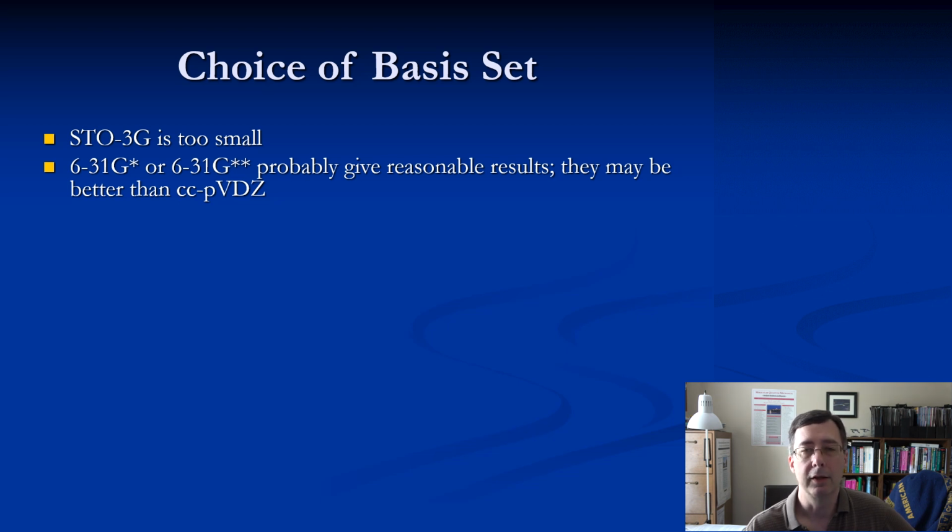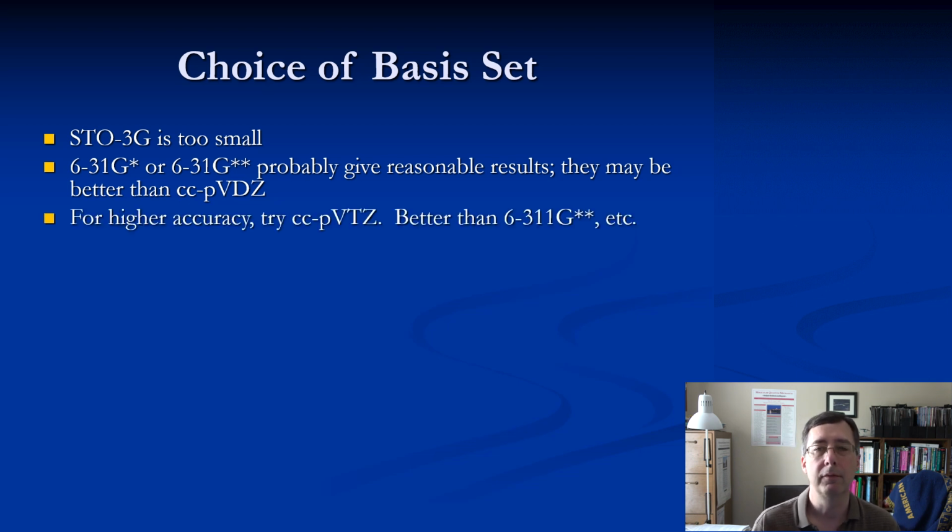They may be better than the newer cc-pVDZ basis set, which for this size of basis set is often not giving results as accurate as the older 6-31G star star. On the other hand, if I need to go to higher accuracy than I can get with polarized valence double zeta, then in that case I don't recommend the Pople 6-311G family. Those have now become kind of obsolete for triple zeta calculations.